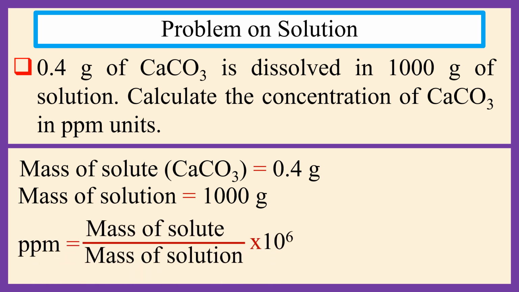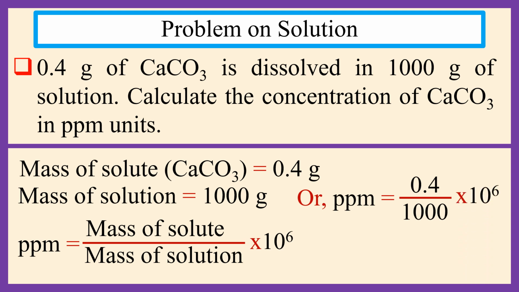We know that ppm is equal to mass of solute by mass of solution into 10 to the power 6. Now we put the values of mass of solute and mass of solution in this equation. Therefore, ppm is equal to 0.4, the value of mass of solute, by 1000, the value of mass of solution, into 10 to the power 6, or ppm is equal to 400.